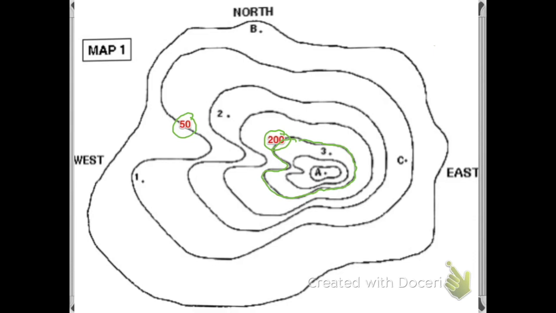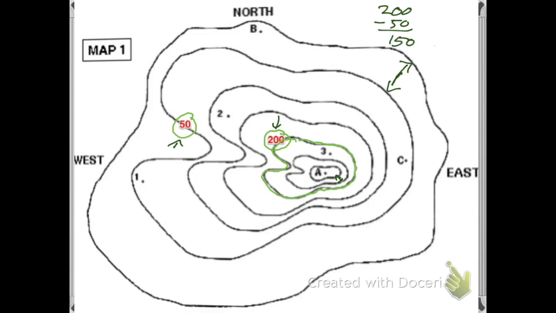So the contour interval is the amount that it goes up between every line. And it will stay the same no matter how wide the line is or how narrow the space is. It's all going to be the same elevation difference. And to find that, if it doesn't give you the contour interval, you look at the numbers on there. So right here, we have 200, and here is 50. So we're going to do 200 minus 50, which gives us 150.